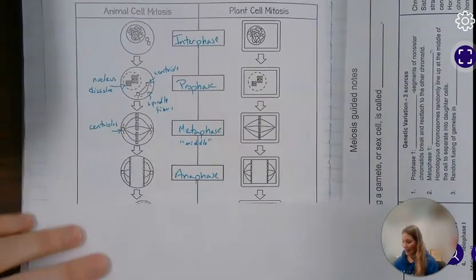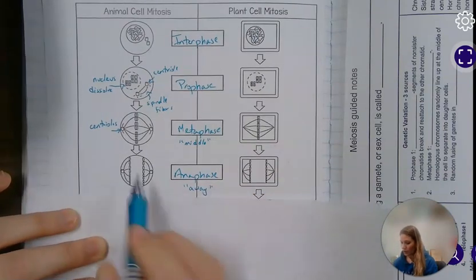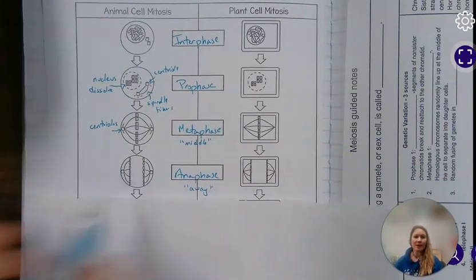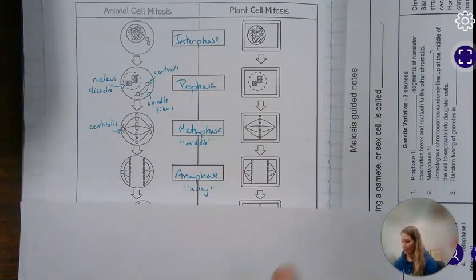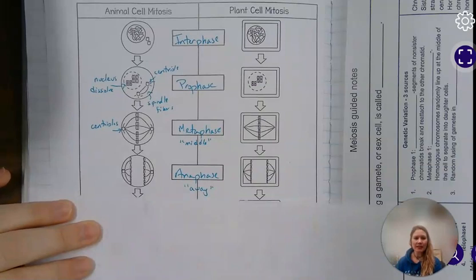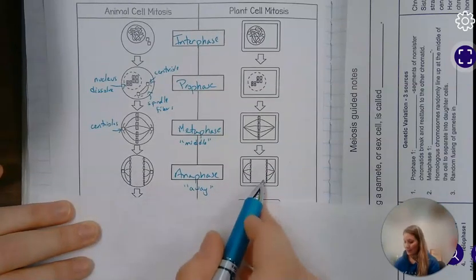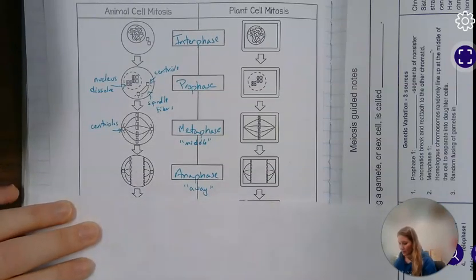We then have anaphase, away. Our double chromosomes have been ripped apart and have been moved away from each other towards opposite ends of the cell. We don't say they've been moved to the left or to the right, or up or down. We say away, because cells don't know directions. So anaphase, away. The chromosomes have moved to opposite ends of the cell.